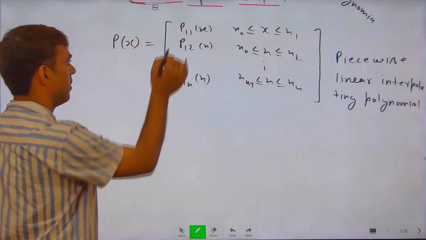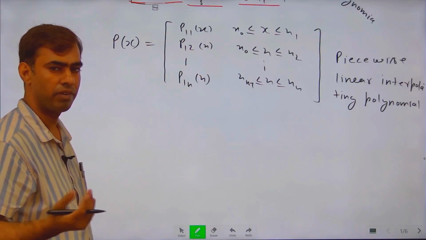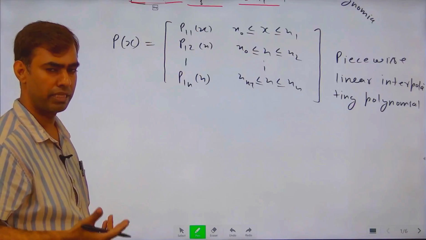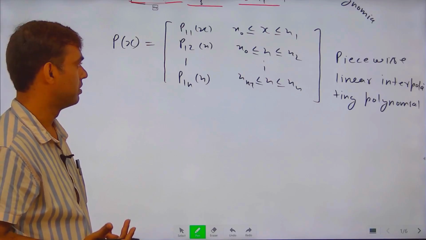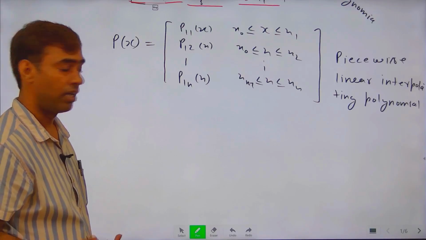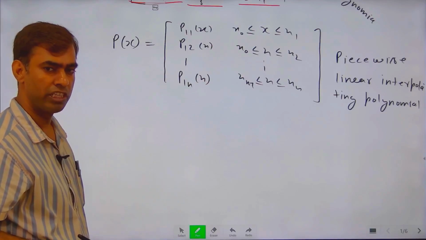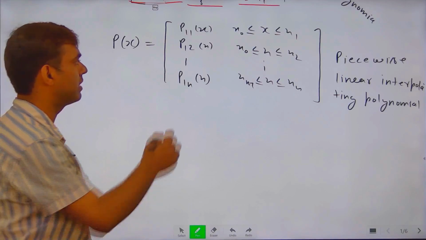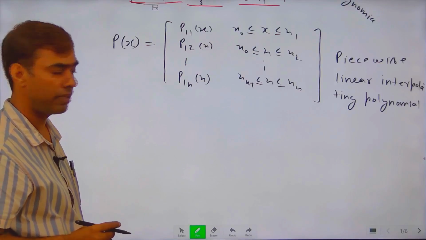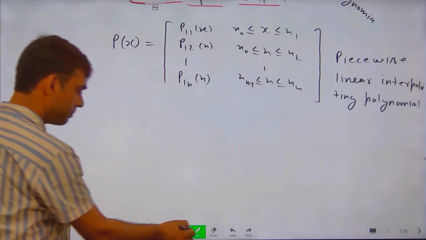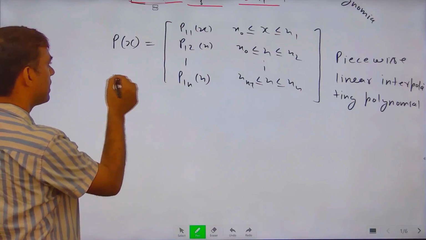So P11(x), P12(x), P1n(x) can be found with the help of the forward, backward, central, Lagrange or Newton divided difference interpolating formulae. If the data is given at equal class interval, then we use the interpolating formula for equal class interval. If the data is given for unequal class interval, then we use the interpolating formula for the unequal class interval.